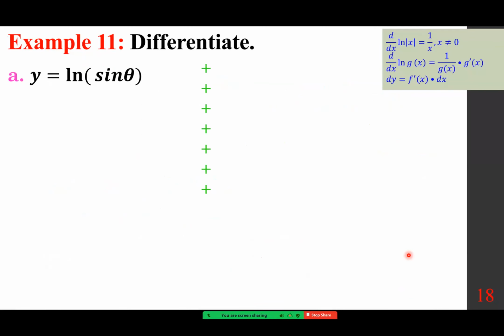We want to find y equals ln of sine theta. We want to differentiate first. So what do we do? Flip this over, 1 over sine theta, then times its derivative cosine theta, and it becomes cosine theta over sine theta, or simply cotangent theta. Very straightforward, everybody.